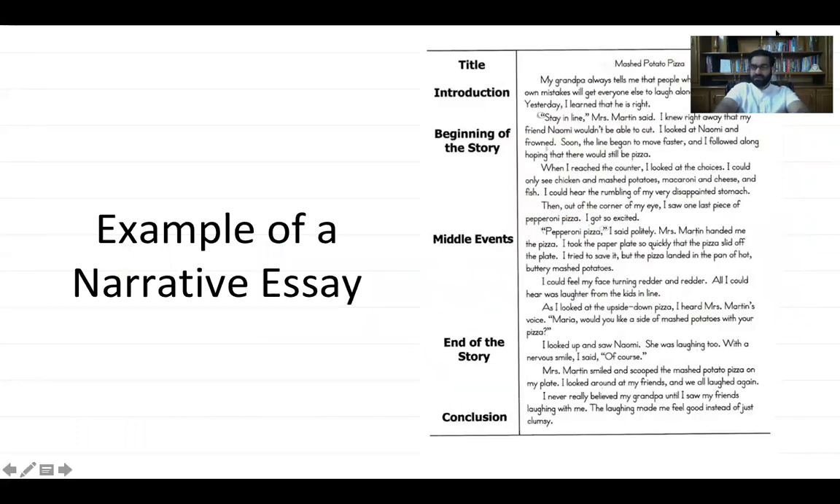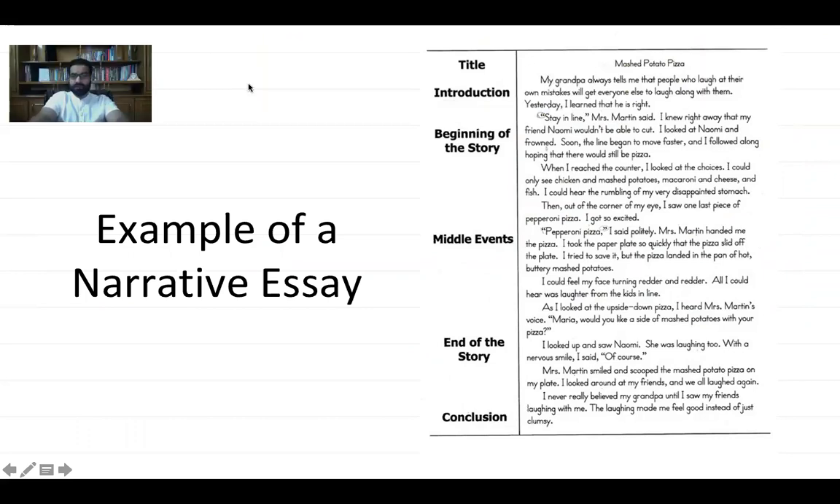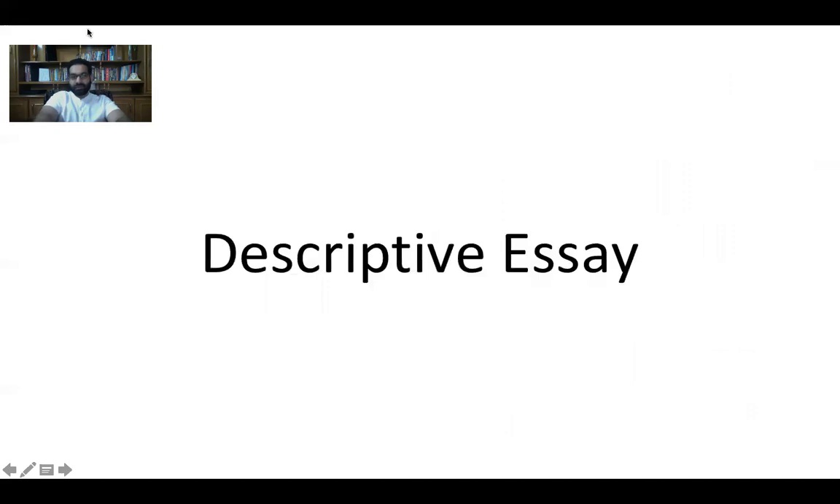Oops, I think I'm hiding it. I'm coming here for you now. Okay, so example of a narrative essay. You see, it has a title. It has an introduction, beginning of the story, middle events, end of the story, and conclusion. You can read it for yourself as well, and then definitely, if you feel like, you can pause the video over here, read it silently, understand it well, and learn how to make pepperoni pizza, so that you come to know the real example of narrative essays.